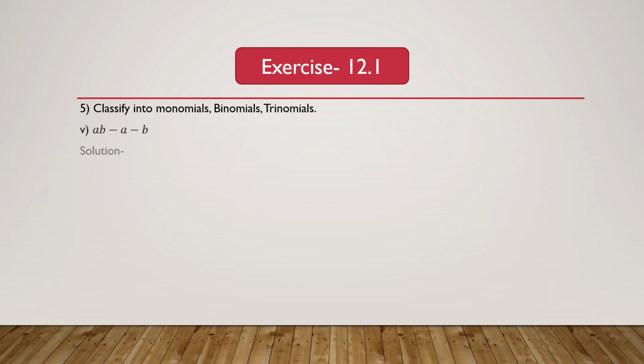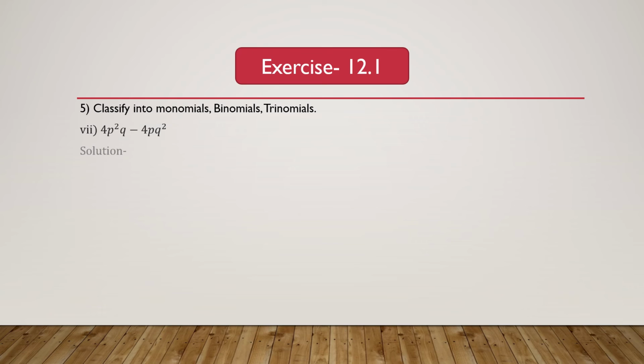Now fifth bit: ab minus a minus b. This expression contains three terms, ab, minus a and minus b, so this is a trinomial. Now sixth bit: 5 minus 3t. We have to classify into monomials, binomials, trinomials. 5 minus 3t contains two terms, so this is a binomial.